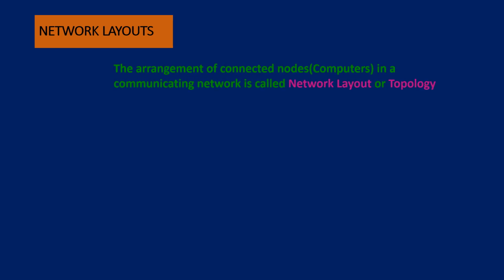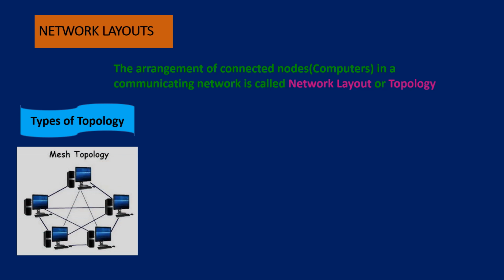Network layout. The arrangement of connected nodes in a communicating network is called network layout. There are mainly four types of topologies available. First one is mesh topology. In mesh topology, each computer is connected to every other computer to provide an alternate path for transferring data.